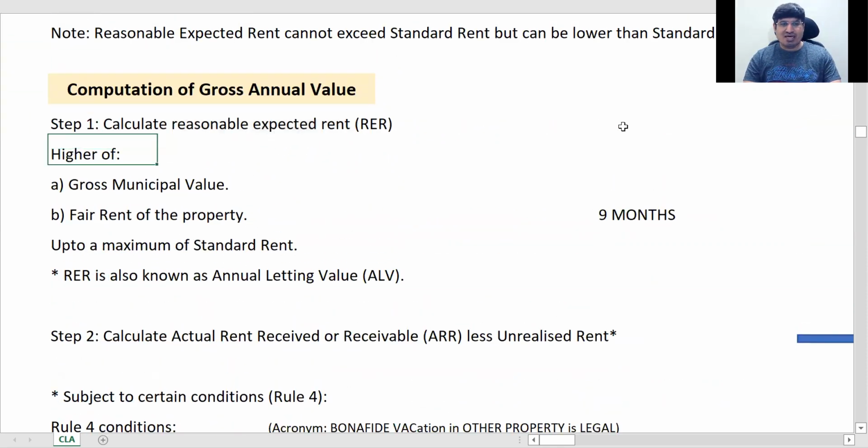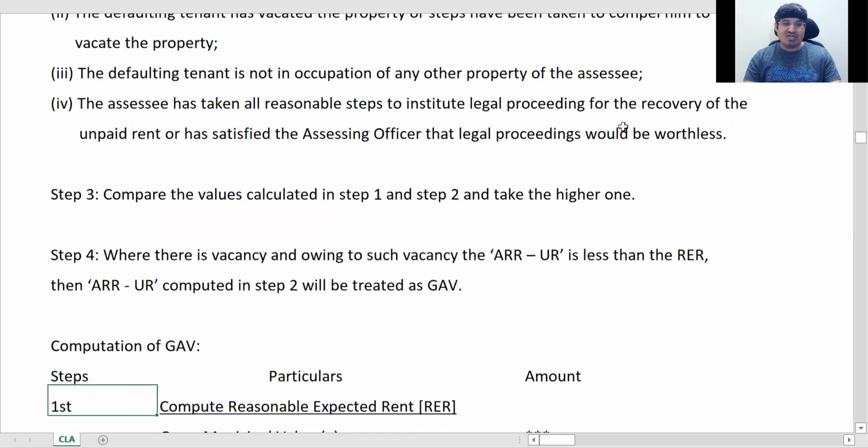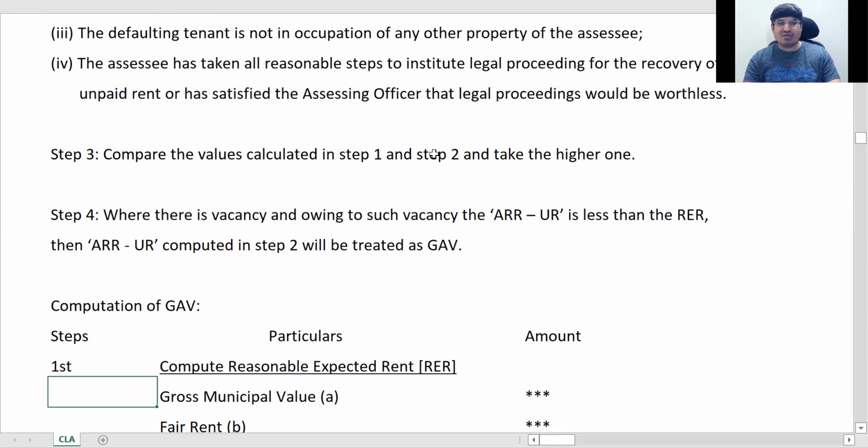So first is RER, then second is ARR, actual rent received or receivable. Then third is compare the values in step 1 and 2, take the higher one. This is the third, higher asset. Higher, lower, higher, right? First higher and lower were in first point. Third higher is here. Always remember that, higher, lower, higher.